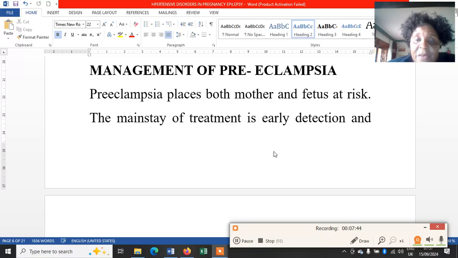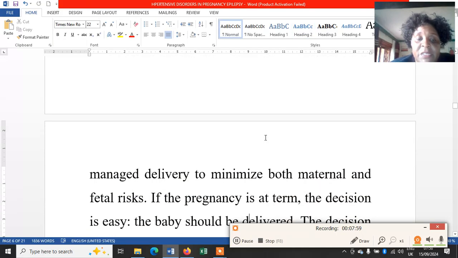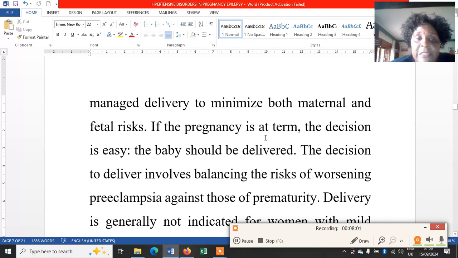Preferably, methyldopa is said to be safe in pregnancy. But if this mother has signs and symptoms which may indicate pre-eclampsia, we know that this mother and the fetus are at risk. So prompt management is going to be done. And here our main aim is to minimize both maternal and fetal risks associated with hypertension.